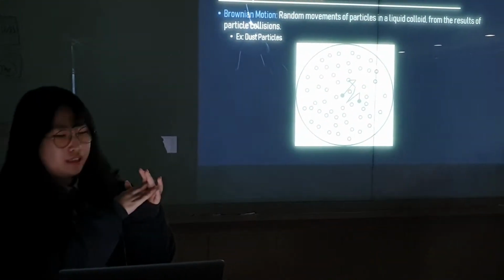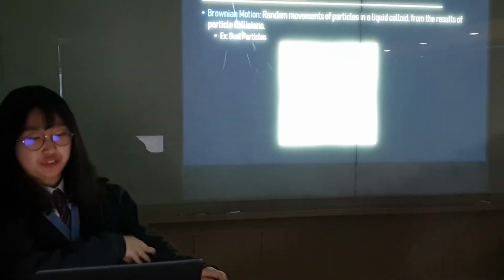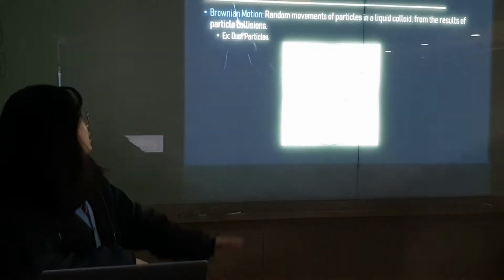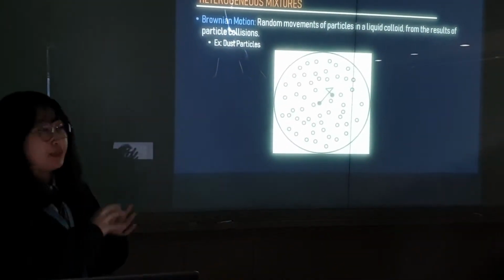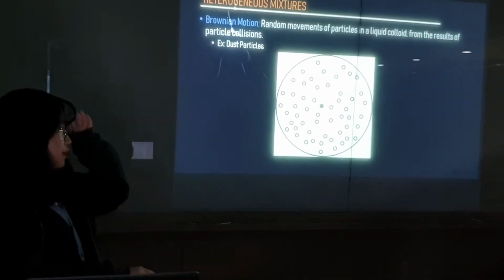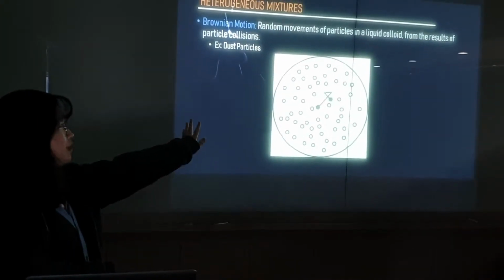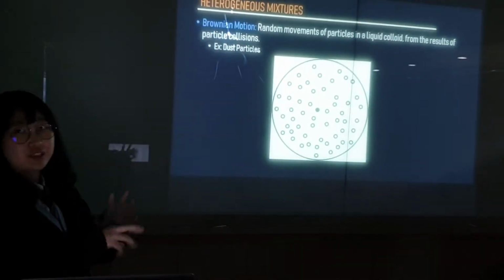And the dust particles do not move downward but move in all directions. This is because of Brownian motion. Because the air particles are moving at very fast speed and collide with the dust particles, the dust particles move in all directions, which means they move in random directions.